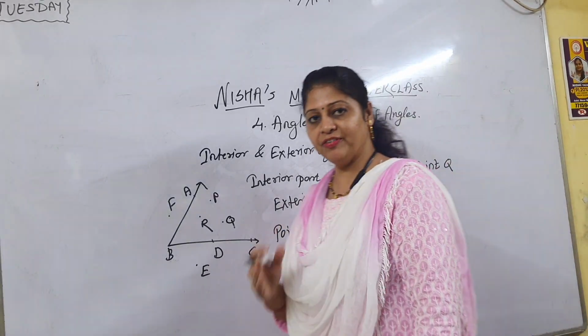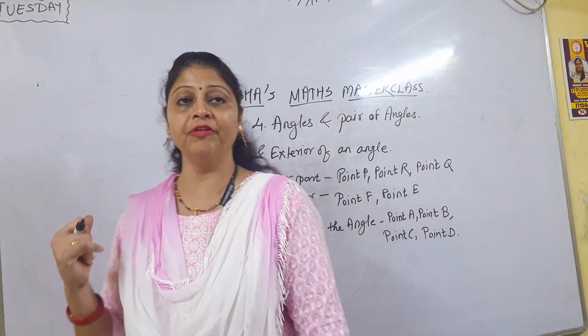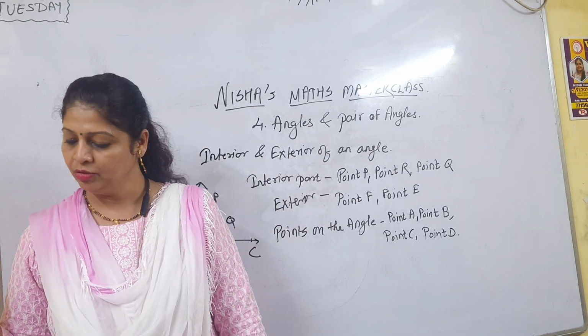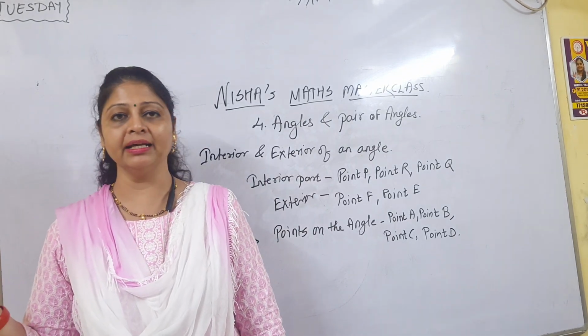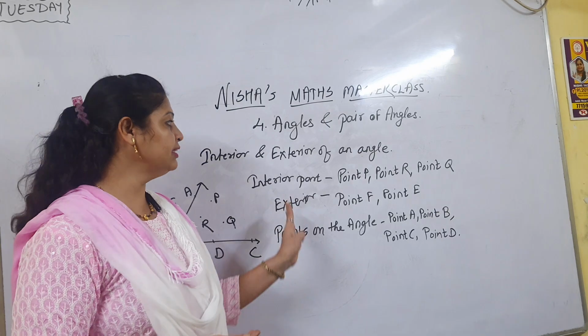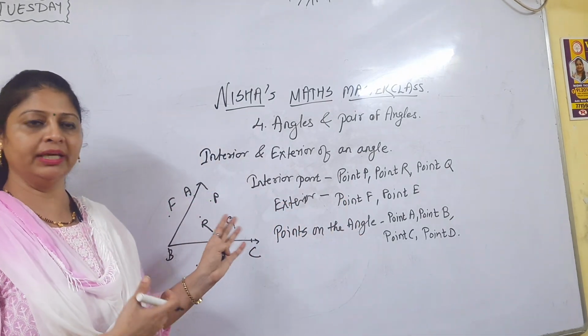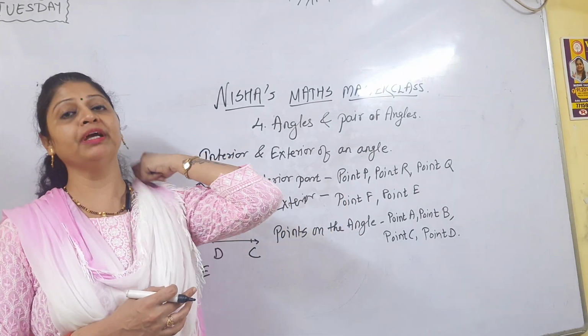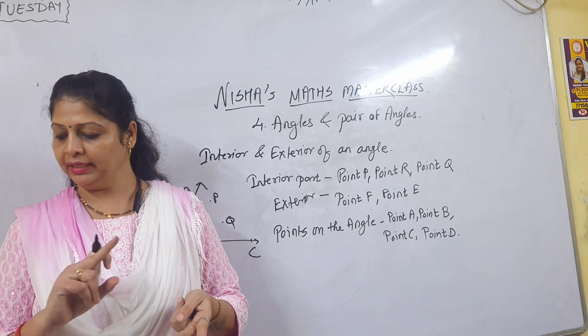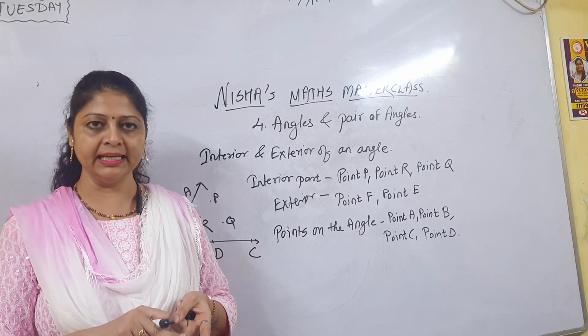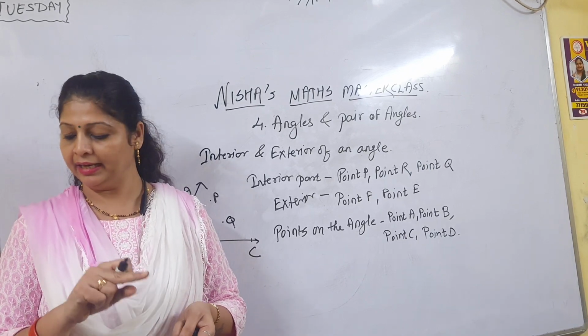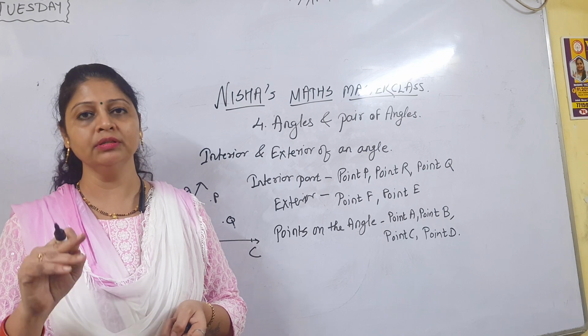This is the first lesson on problem set 15. Question number 1: observe the figure and complete the table. I gave this example from my own mind. So children, you understood how to find the interior, the exterior points, and the points on the arms of the angle.